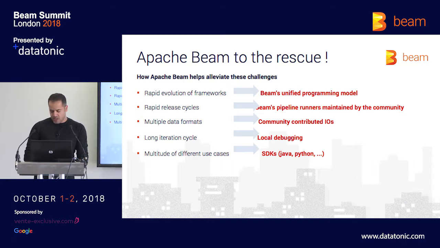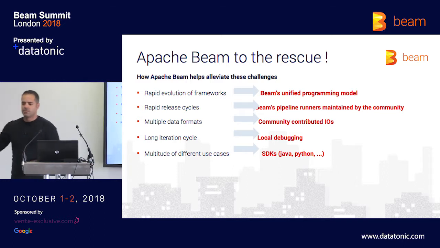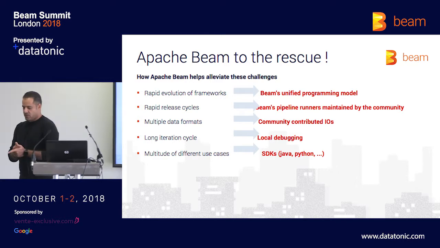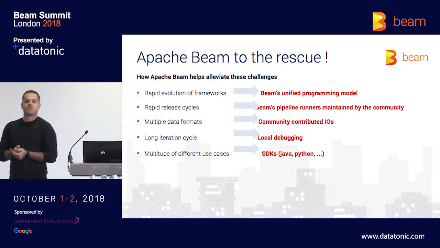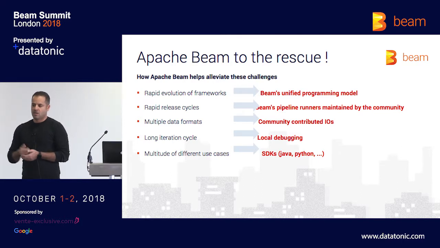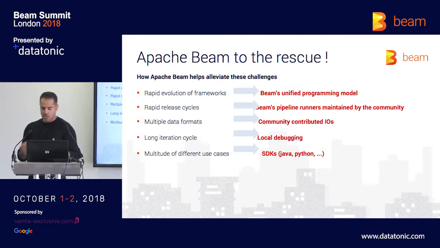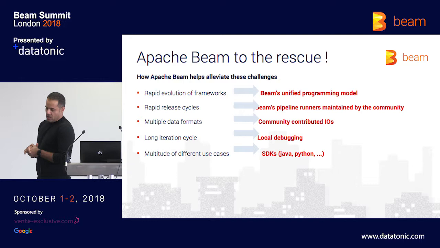So this set of challenges, then came Apache Beam. We've been talking about Apache Beam, so I won't get into much detail, but the unified programming model of Apache Beam, the separation between the API and the runners, helps a little bit with the different frameworks that we have, and the different and rapid release cycles. For the different data formats, we have the community contributing Beam IOs that should work on different runners, on the different APIs. For the long iteration cycle, we have the local debugging.